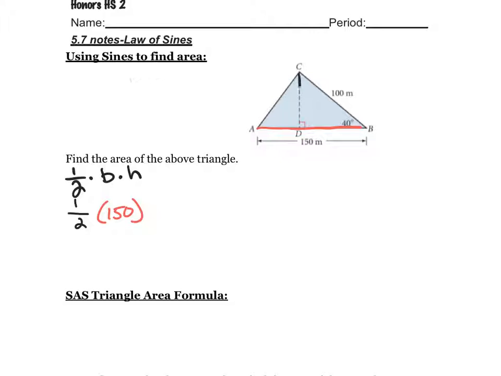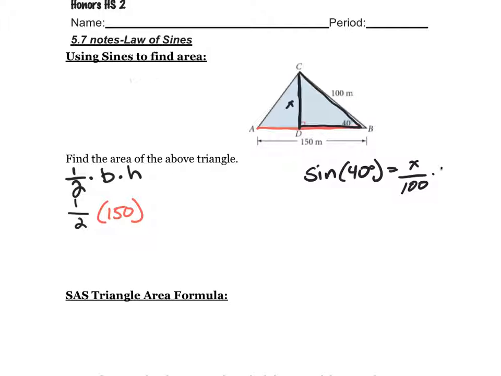So the height here is right here. We don't know what that is right now. But if you look, we do have a right triangle here and an angle that might help us find that height. So I'm going to put an X here. So now if I were to set up the trig equation, sine of 40 degrees equals opposite x over 100. I could find out what that height is right there.